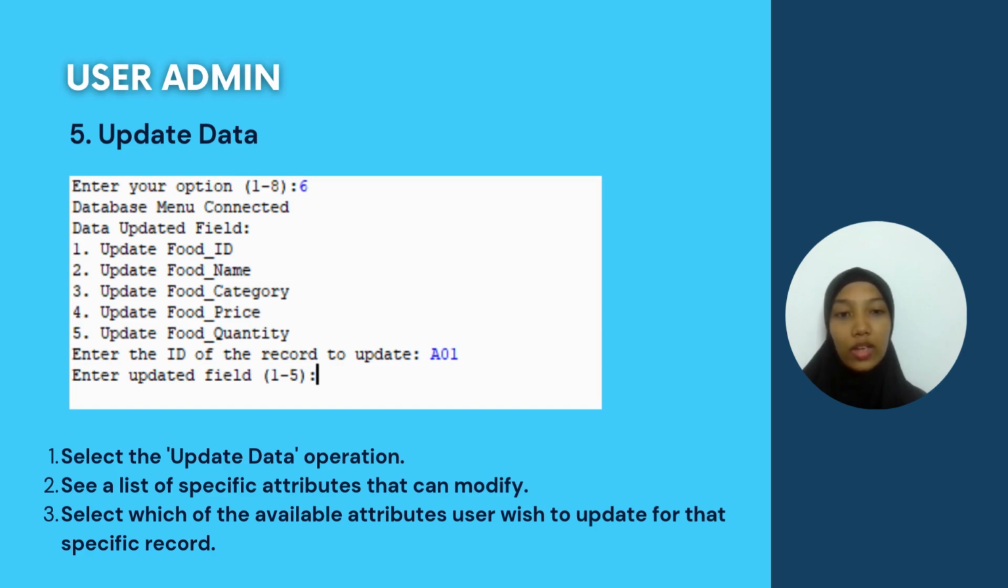From 1 through 5: update food ID, food name, food category, food price, and food quantity. This tells the user exactly which attribute of a food item they can change. And the next prompt is enter the ID of the record to update. For example, I choose A01. After I choose A01, the next prompt will be enter updated field from 1 to 5, asking the user to choose which of the 5 listed fields they want to change for the record A01.